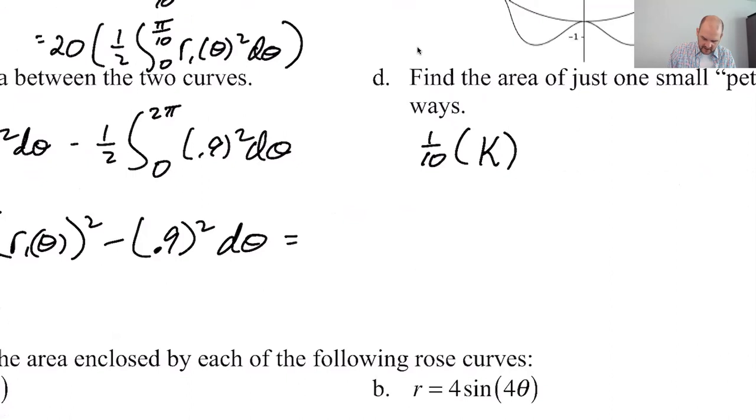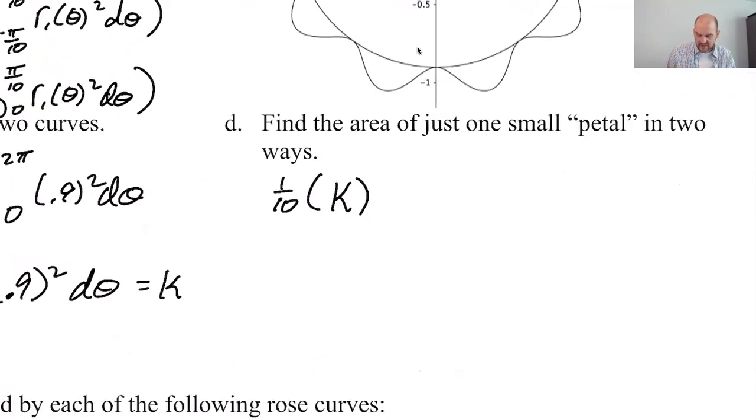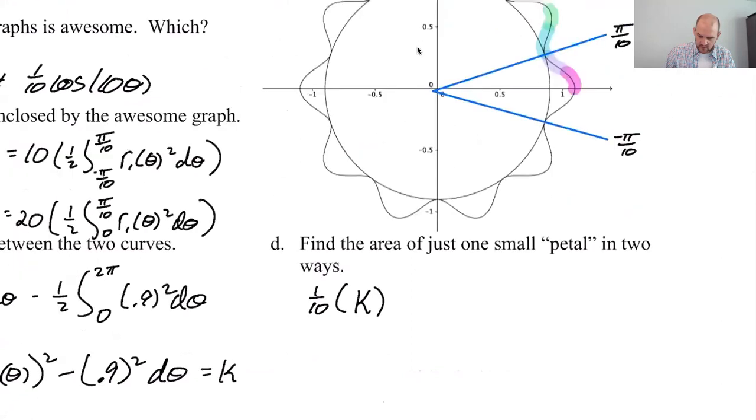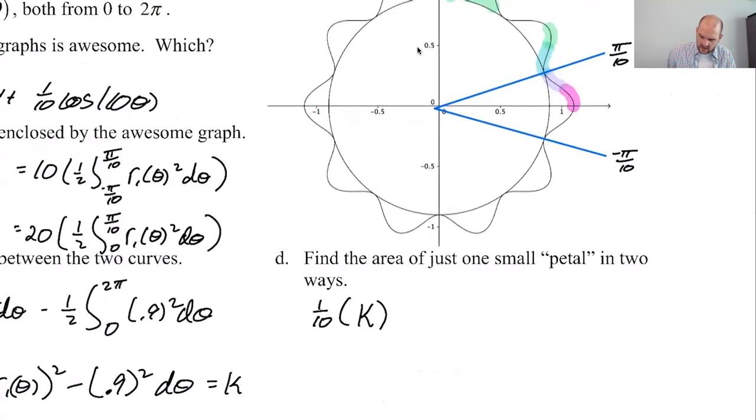So let's say that this is K when we get it. 1/10 of K, because there's 10 of them. That's definitely going to work. What if we want to do it directly though? I've already set up the negative pi over 10 to pi over 10.